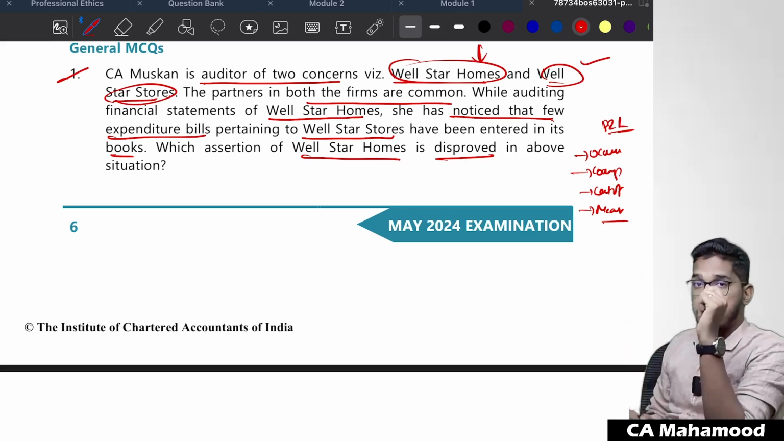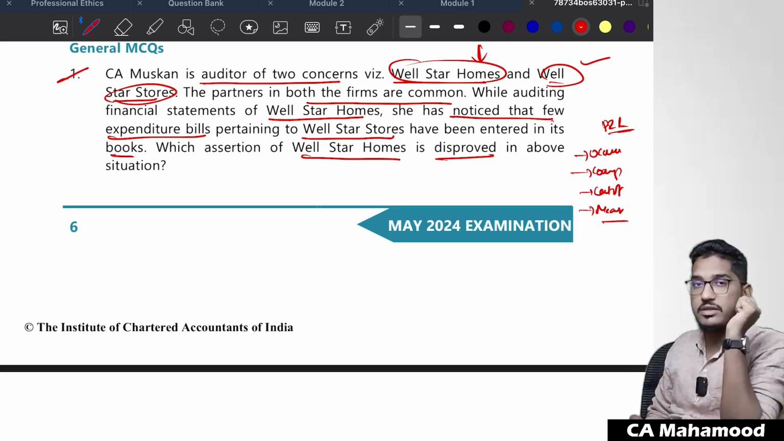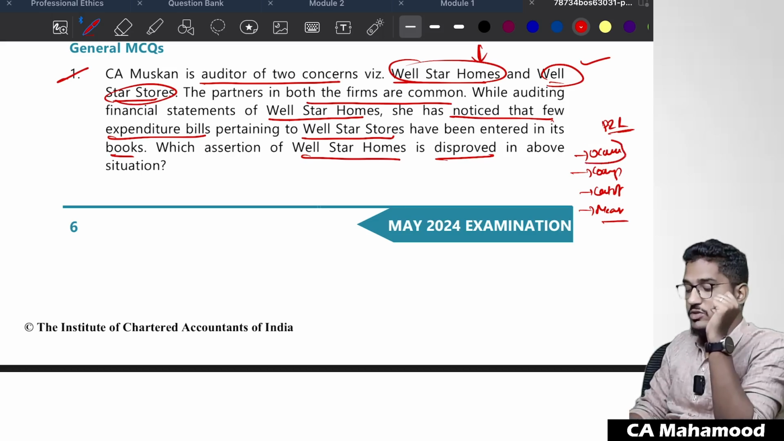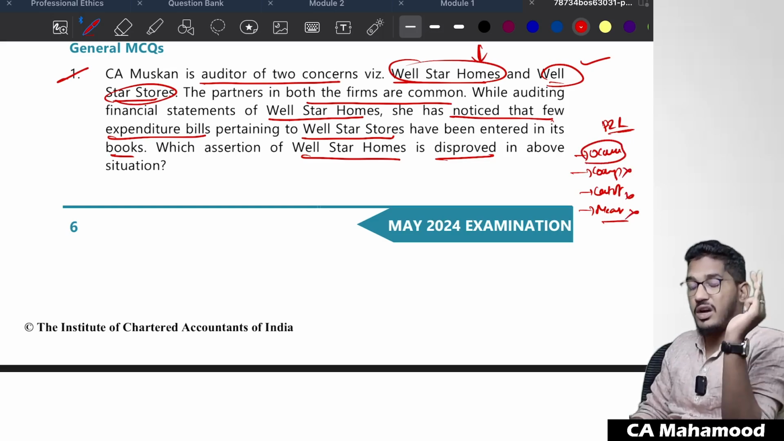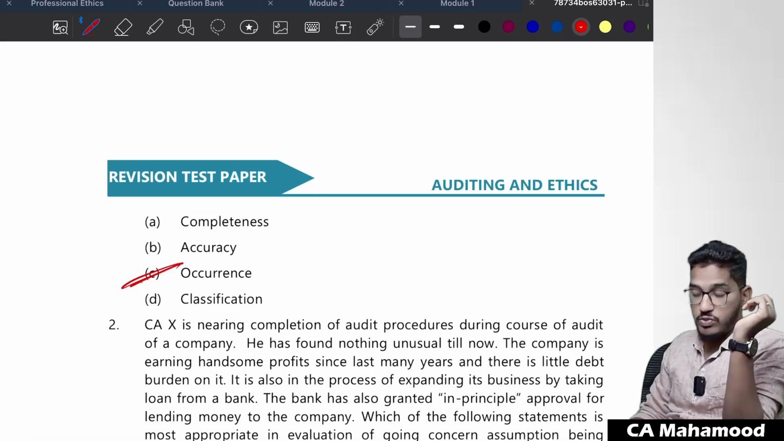That means whatever expenditure has been recorded in the client's books does not occur in the business of the client. So which assertion was disproved? Occurrence was disproved here. Not completeness, not cut-off, not measurement. What has been disproved here? Occurrence has been disproved here.